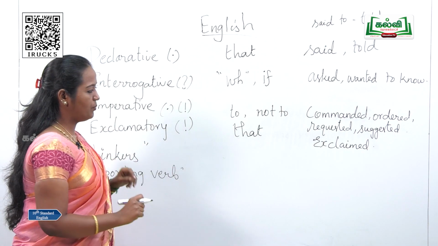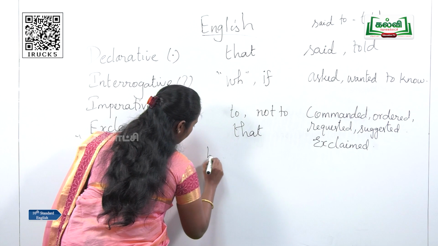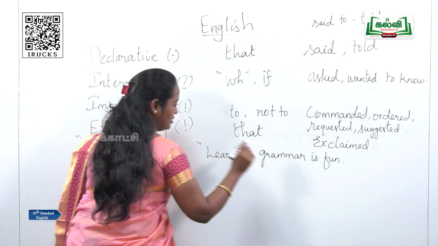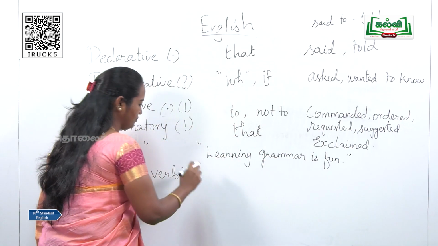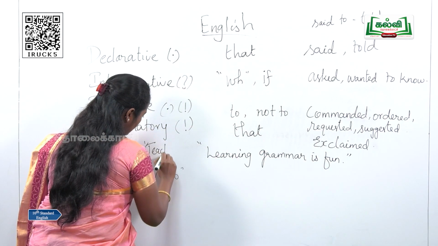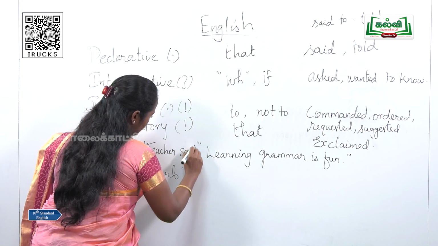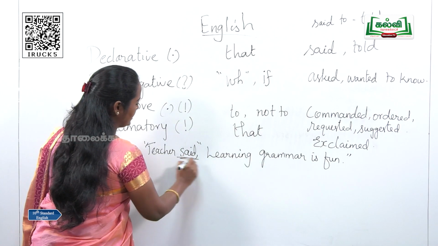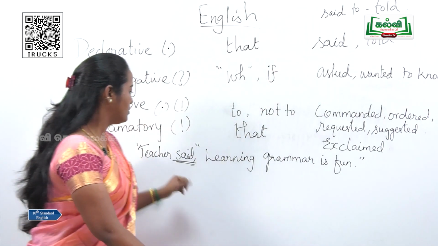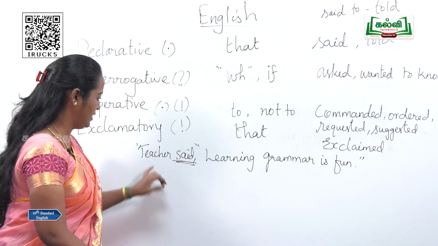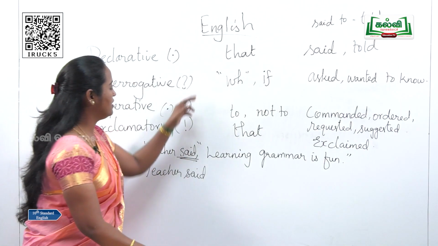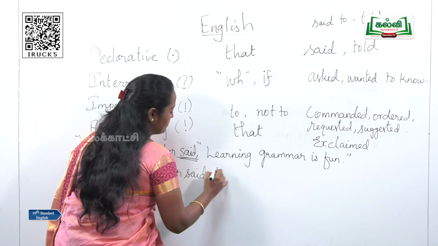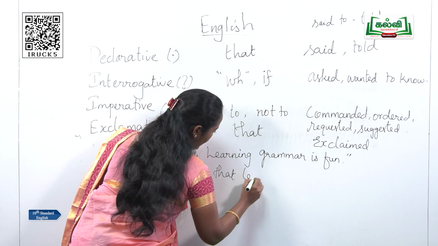Now, the first example that I gave you, learning grammar is fun, I said, right? So this is in direct speech. Teacher said. So now you can understand. Well, first, look at the reporting verb. It has said. It does not have said to. So we can have the same reporting verb here. Teacher said. And the linker, what type of a sentence? Learning grammar is fun. Declarative sentence. So the linker would be that. And write the same thing.